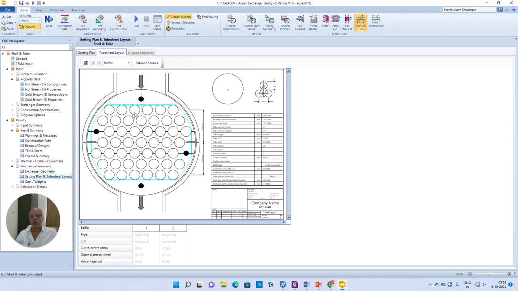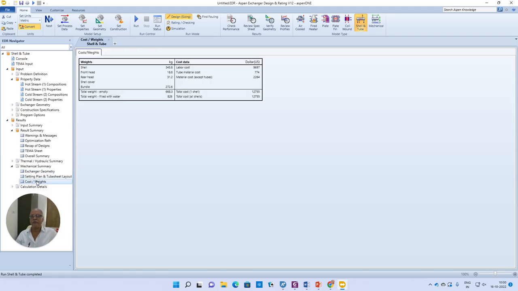Now remember, whatever changes you are trying to perform, these drawings can be developed automatically by the simulator itself. So together with the design data, along with these drawings, if you are able to send it to a fabricator, you should be in a position to get your equipment fabricated as per your design calculations. Now you can also see cost and weights.